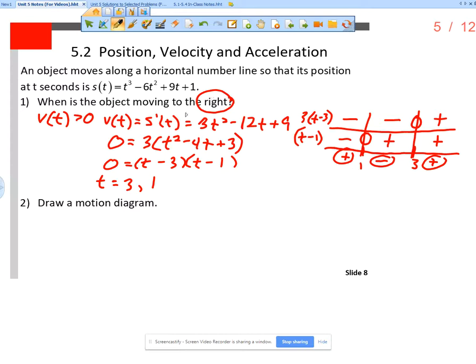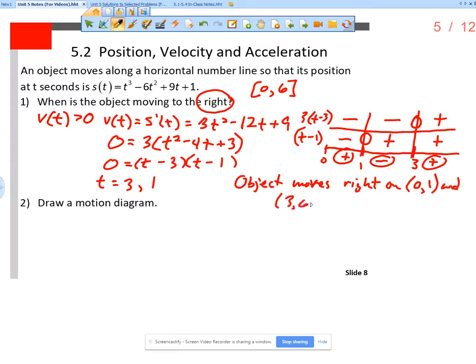I didn't give you a domain here, but let's just say our domain is like 0 to 6 or something. So when would the object be traveling to the right? The object moves right on the interval 0 to 1 and 3 to 6.